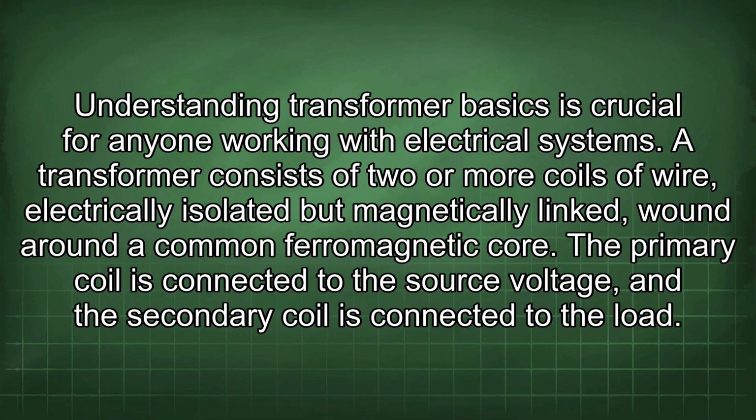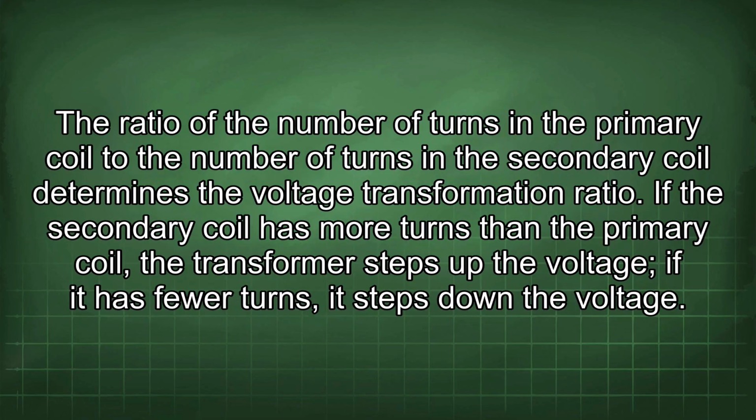A transformer consists of two or more coils of wire, electrically isolated but magnetically linked, wound around a common ferromagnetic core. The primary coil is connected to the source voltage, and the secondary coil is connected to the load. The ratio of the number of turns in the primary coil to the number of turns in the secondary coil determines the voltage transformation ratio.